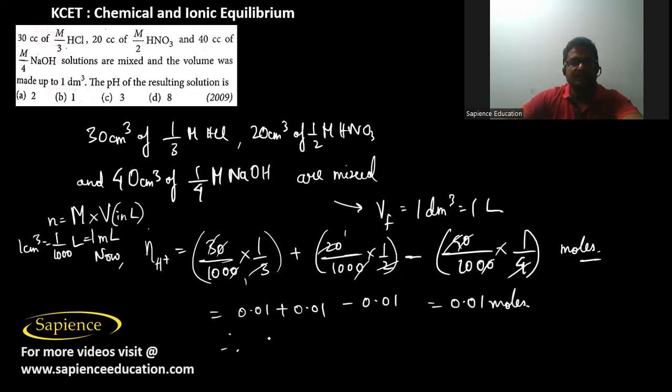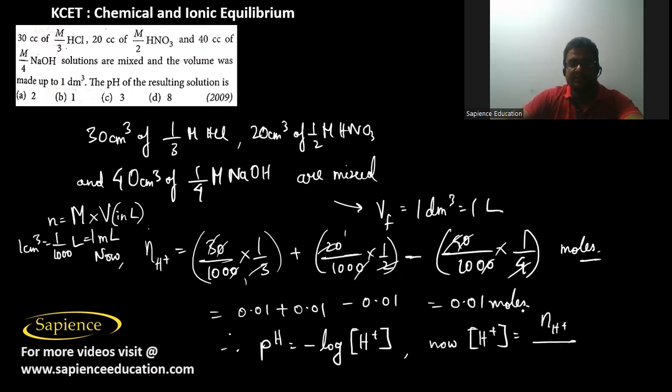Now therefore, the pH of the resulting solution is equal to minus log of the concentration of H plus. The concentration of H plus is the molar concentration, which means the number of moles of H plus divided by the net final volume of the solution. So that will be 0.01 moles by 1, so this much mole per liter.